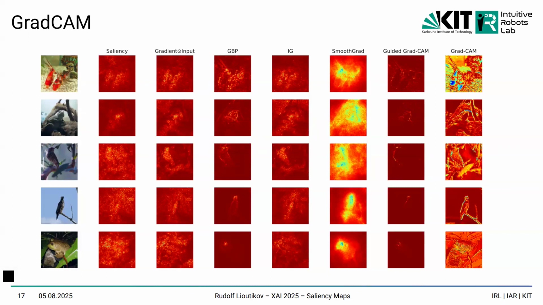Is there anything wrong with the GradCAM images? Do you have anything to complain about here? First of all, which one is your favorite? Which one do you think provides the best visualizations or the best explanations? Let's go step by step. Who's in favor of saliencies? Okay. Gradient input. GBP?